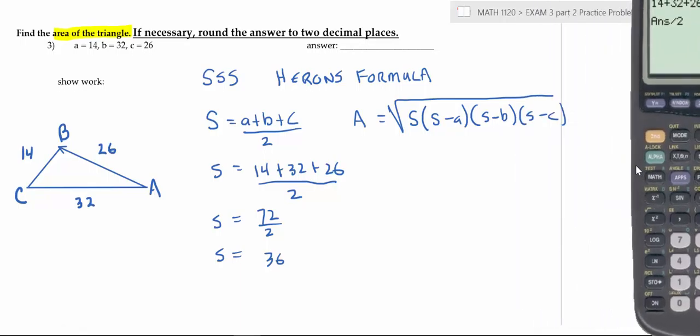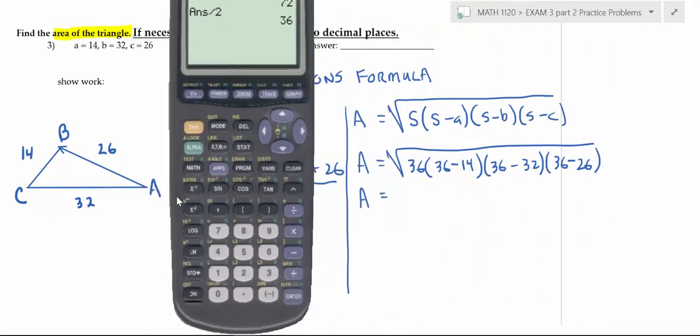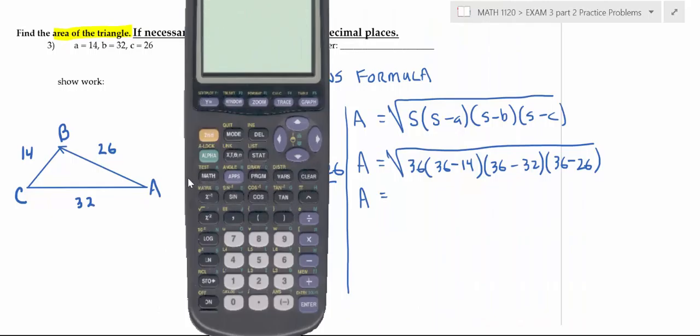Now I'm ready to plug everything into the formula, and then I can do the calculation. So area equals the square root of the semi-perimeter 36, and then 36 minus A, which is 14, then 36 minus B, which is 32, and then 36 minus 26. Then we can go directly to the calculator to finish that up. You can do this all in one step on the calculator if you want to. You don't have to do anything other than just work with the calculator.